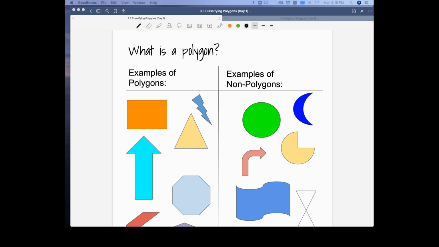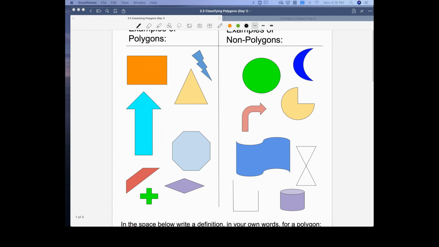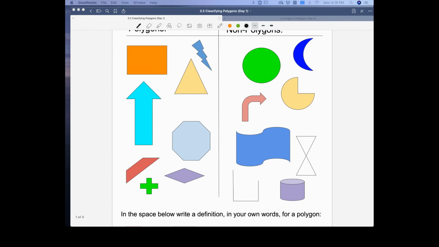All right, so we are going to be looking at polygons, and our shapes are either classified as polygons or non-polygons. So if you look at the two examples here, we have quite a few different examples, and it asks you in the space below to write a definition in your own words for what is a polygon. So go ahead and take a look at some of the images on the left.